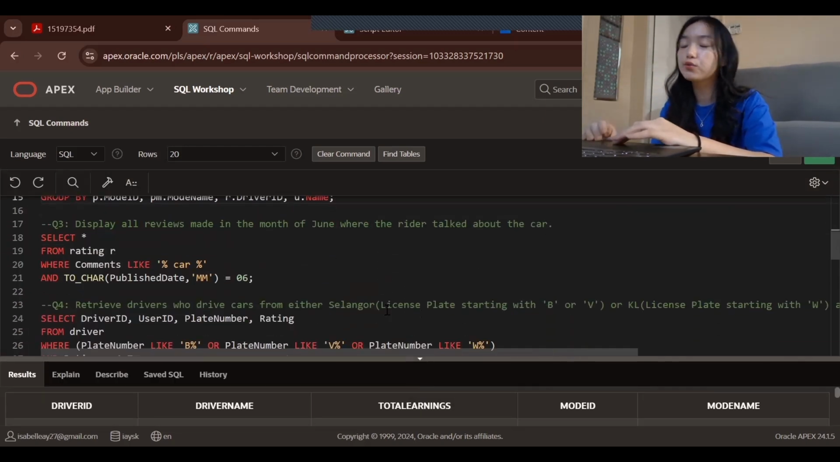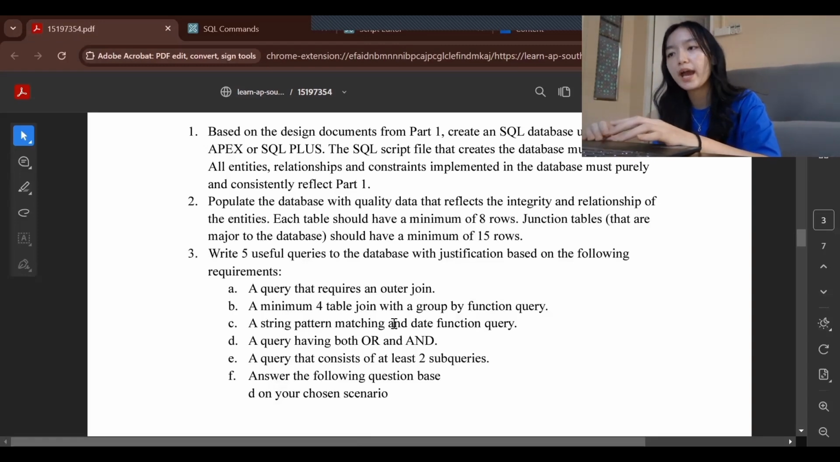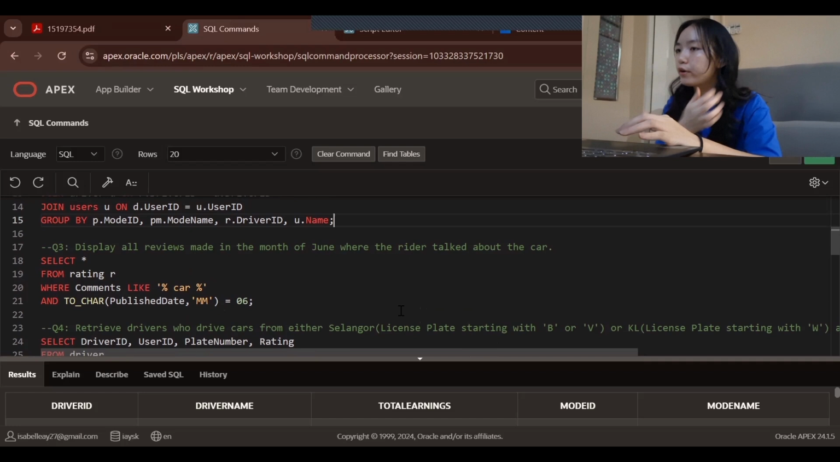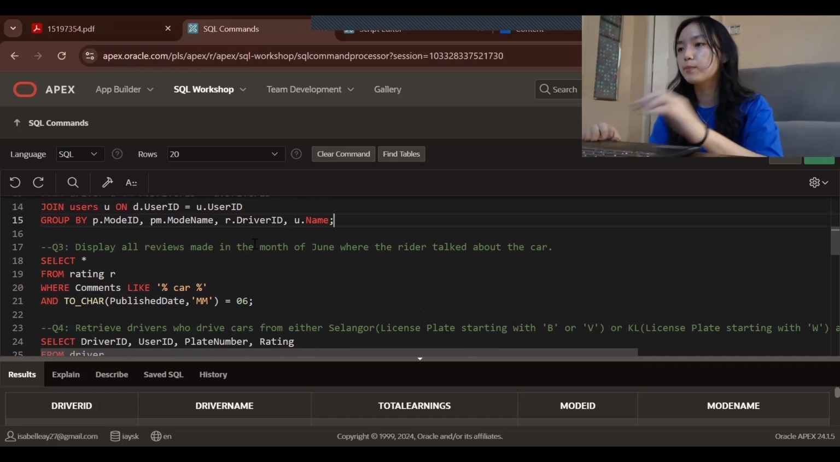Right, okay, moving on to question number 3. The requirement for question number 3 was a string pattern matching and a date function query. For string pattern matching, of course, we use the word LIKE in our query, and thus we wrote a query to display all reviews made in a specific month. We chose the month of June, where the writer talked about the car.